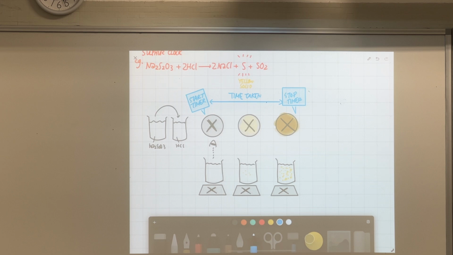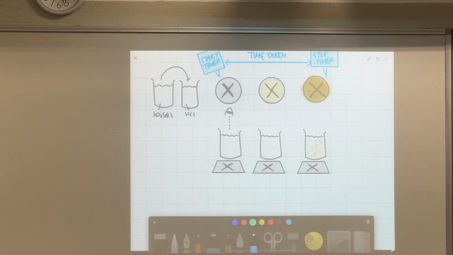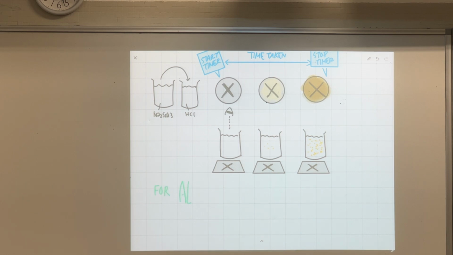Can anyone tell me what the time taken says about the rate? If it takes 4 hours from the moment you start mixing the reactants to you finally seeing the cross disappear, does it mean the reaction is fast or slow? Slow. Compared to if it just takes 20 seconds, that reaction will be faster, right? Do you agree? Yes. So for all clock reactions, write down: rate is taken as 1 over time taken.